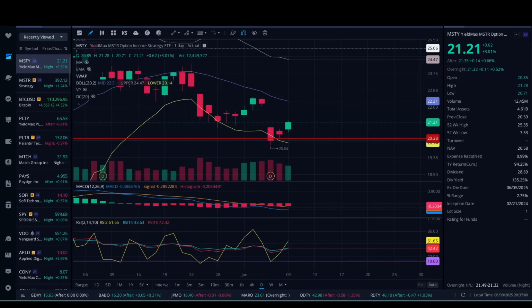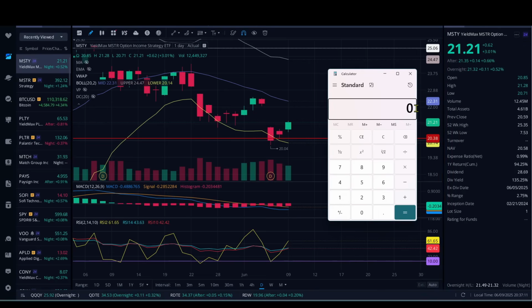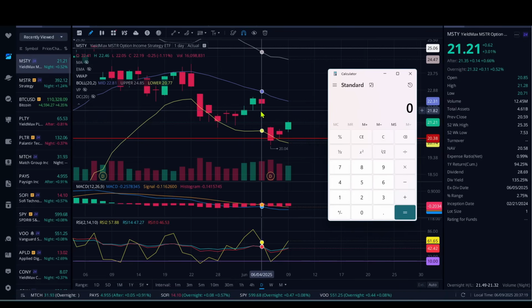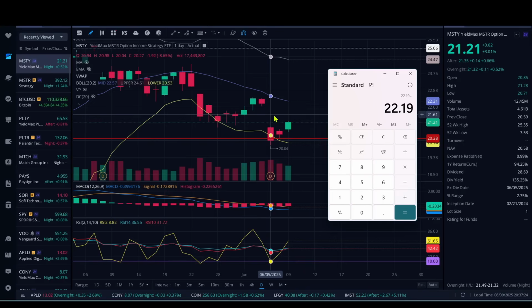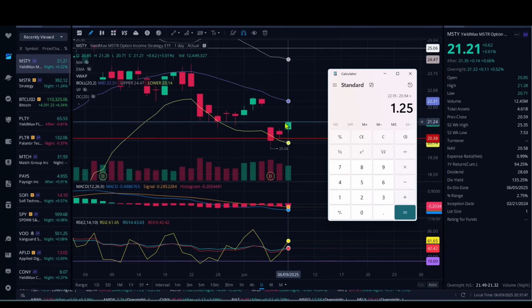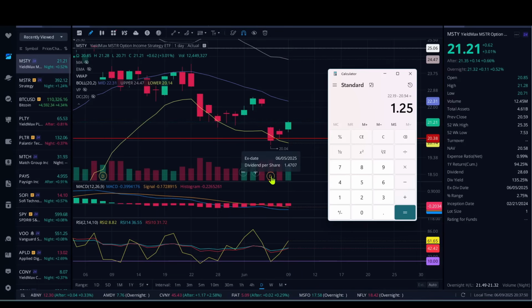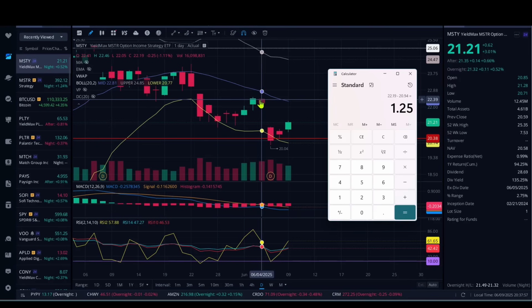$20.94. So let's just use our handy dandy calculator right here, and let's just plug it in and see what happened. So we know that the day before it closed at $22.19, and if we subtract that opening of the X date of $20.94, we get $1.25, right? And what did we get paid out on that distribution date? $1.47. So that $1.47 comes out of the price of that ETF on the X date.